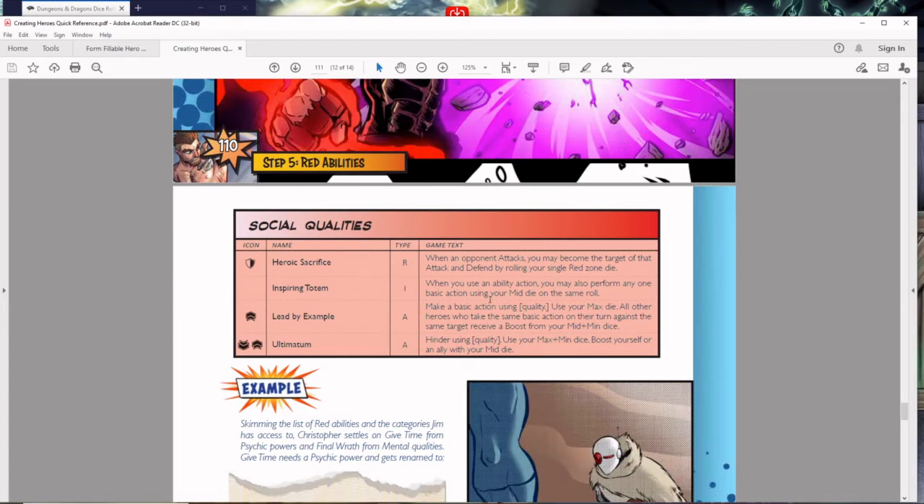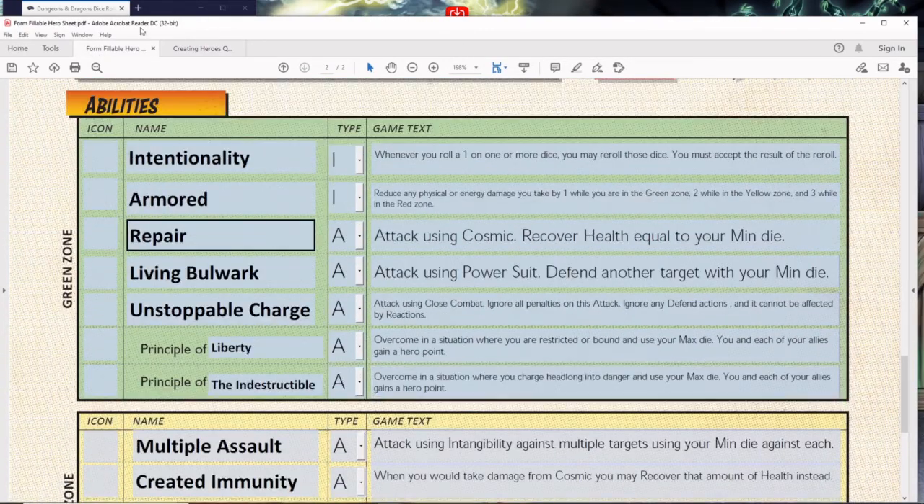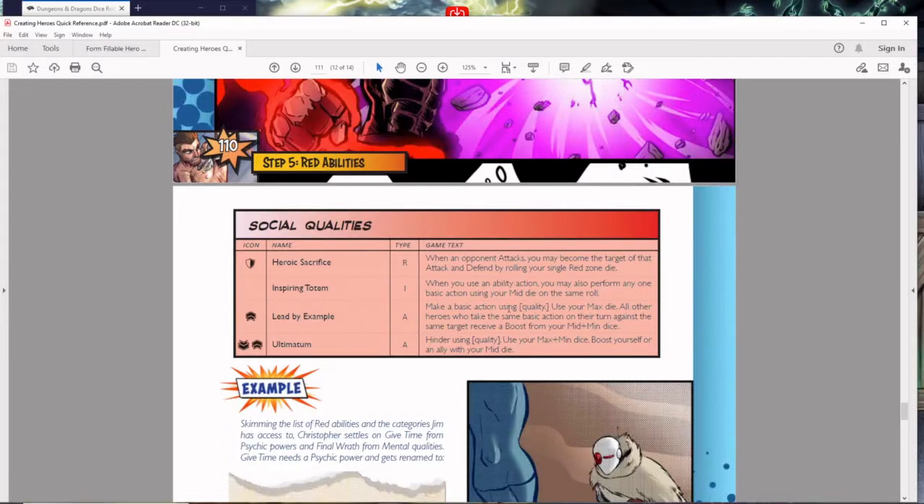Whenever you use an ability action, which is any of these, basically, whenever you use an ability action, you may also perform any one basic action using your mid die on the same roll. It's very powerful. Lead by example. When you make a basic action using quality, use your max die. All other heroes who take the same basic action on their turn against the same target receive a boost from your mid plus min die.